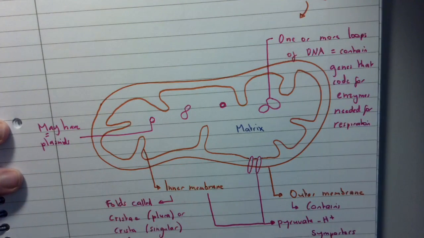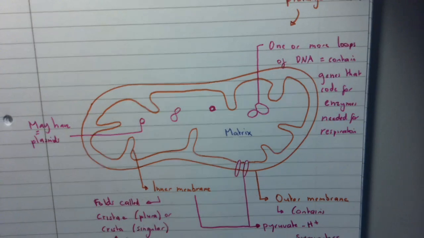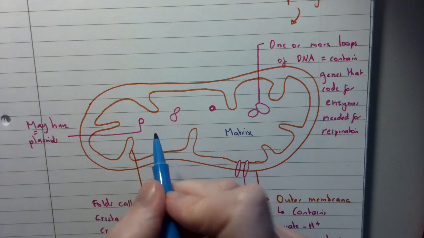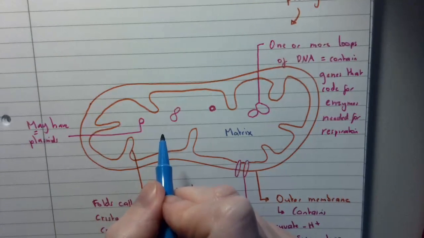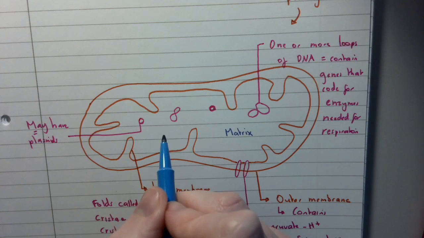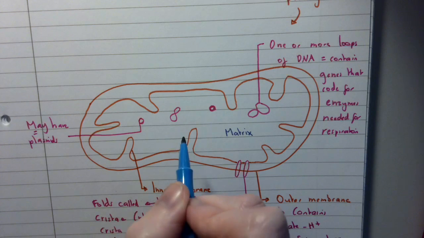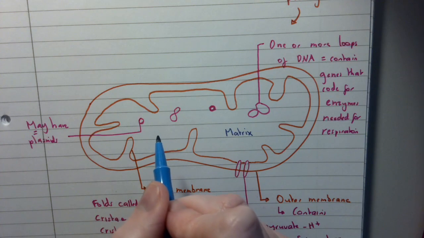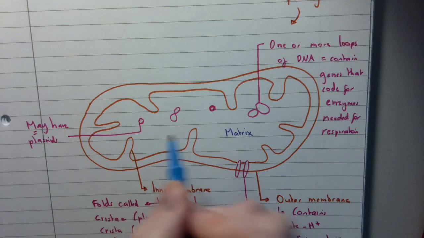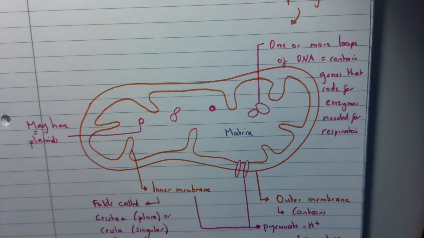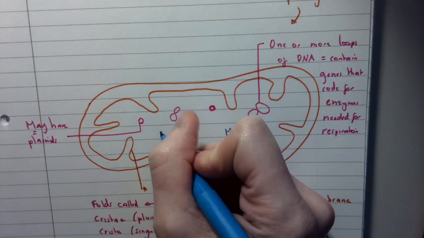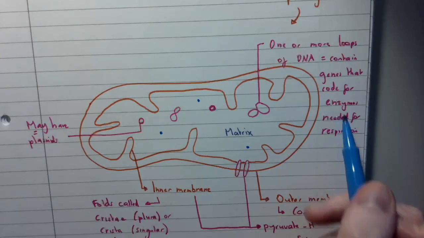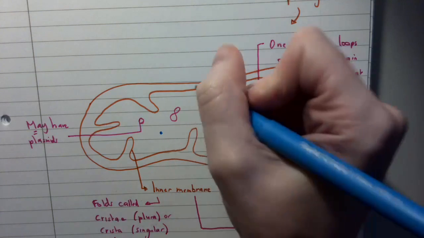Which is quite cool. Then you also need to know that they have their own ribosomes, but these ribosomes are smaller than the ribosomes you find in eukaryotic cells. We call them 70S ribosomes, whereas in a normal eukaryotic cell, which is a cell with a nucleus, they're 80S. So these are slightly smaller. They've got these little ribosomes, and these ribosomes are where the enzymes needed for respiration are actually produced.